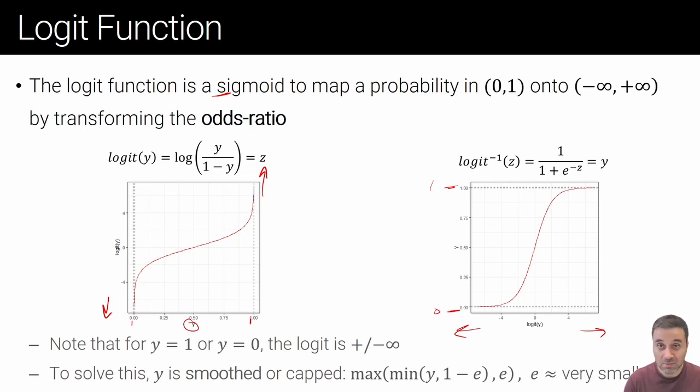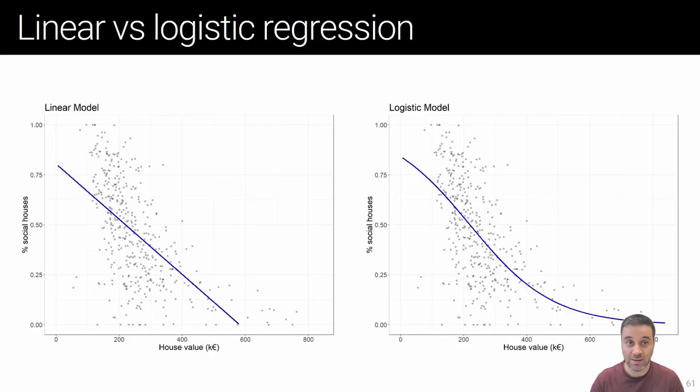So what's the difference? Well, something like this. Let's say that in this case, we are fitting data about the fraction of social houses in a neighborhood, and we are going to try and predict it through the house values in that neighborhood. So if we just fit a linear model that we've seen so far, we know it's going to look like a straight line, right? Something like this.